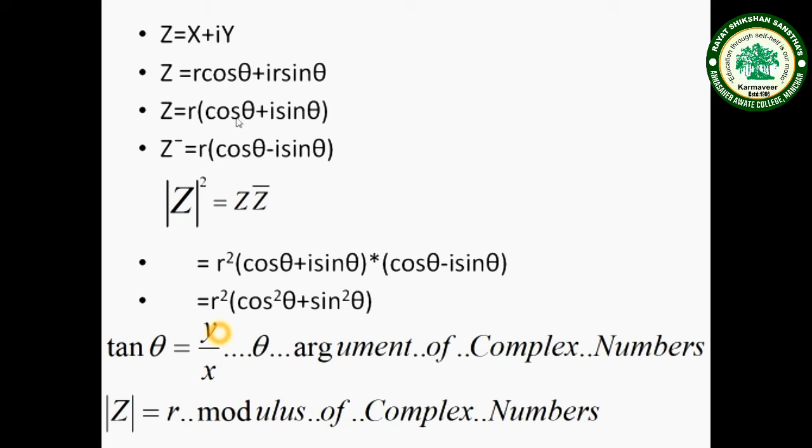If this is the complex number, then the corresponding complex conjugate can be written as r cos theta minus i sin theta, wherein we have changed the sign of i only. If we take the multiplication of them, then we simply have z multiplied by z bar. We call this the modulus square. By substituting values over here, we have mod z square simply as r square, because cos square theta plus sin square theta will give us 1.